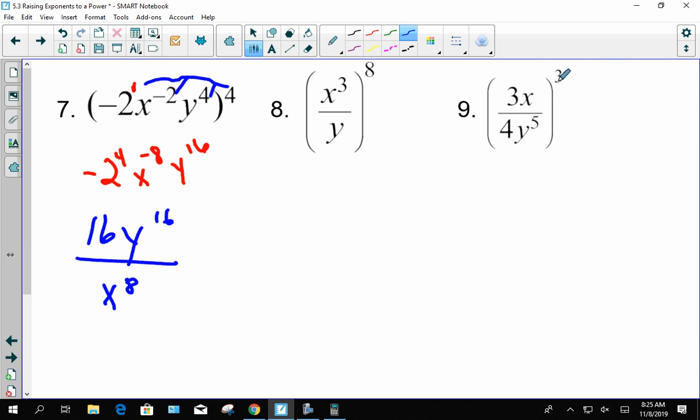Now, what do you do with, this gets good. There's a 1 here, remember that. There's a 1 here. The 3 has to be distributed to all of the exponents, all of them. So it becomes 3 to the third, x to the third, over 4 to the third, y to the 15th.